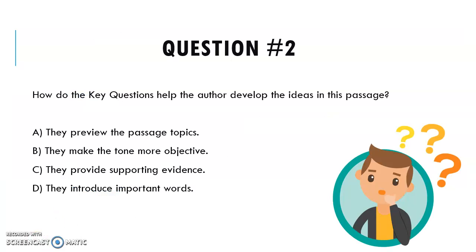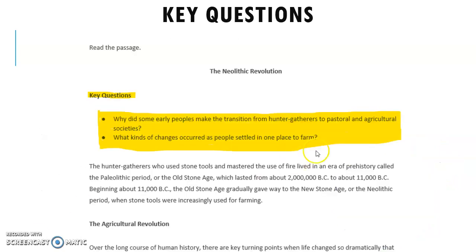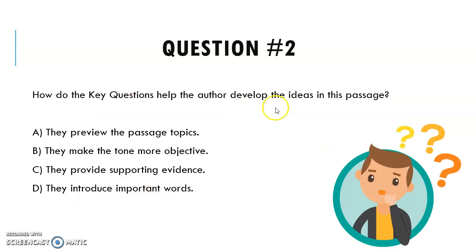Question number 2: how do the key questions help the author develop the ideas of this passage? So we're going to go ahead and skip to one slide before you answer those questions. Here are the key questions highlighted. Why do some early peoples make the transition from hunters to gatherers to pastoral and agricultural societies? And what kinds of changes occur as people settled in one place to farm? Go ahead and take a look at those two key questions at the top of your reading. So thinking of that, how does the author use this to develop the ideas? Basically think about why they're in the text.